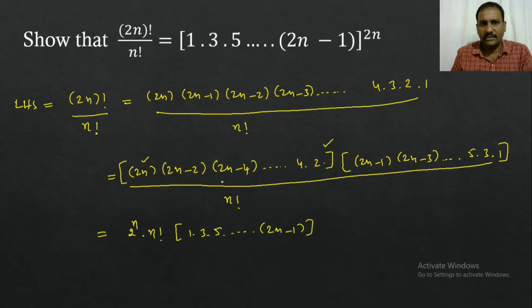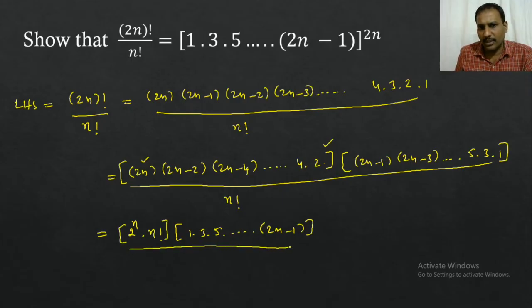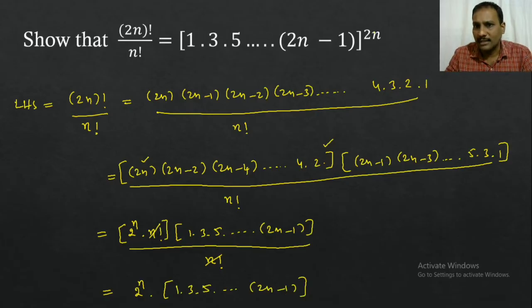This we did, the problem before this, two or three problems back, and the answer is 2 power n into n factorial by n factorial. So n factorial gets cancelled, and the answer is 2 power n into 1 into 3 into 5 into so on up to 2n minus 1. Here this is 2 power n into 2 power n. So this is the answer, RHS.